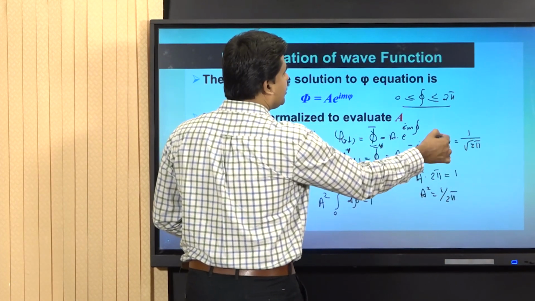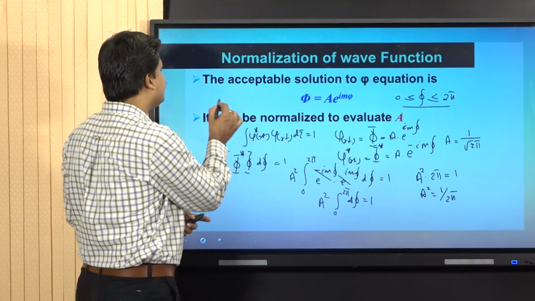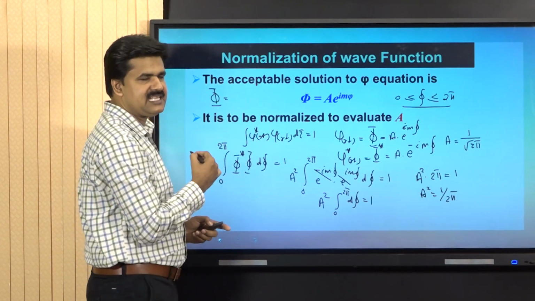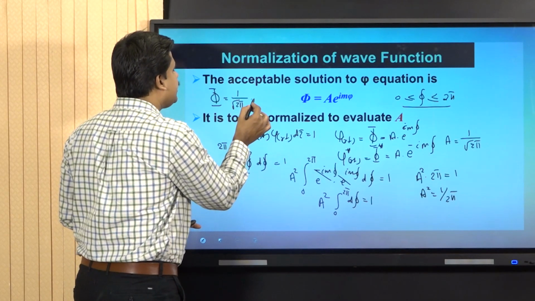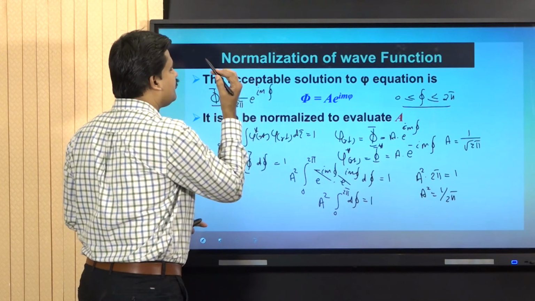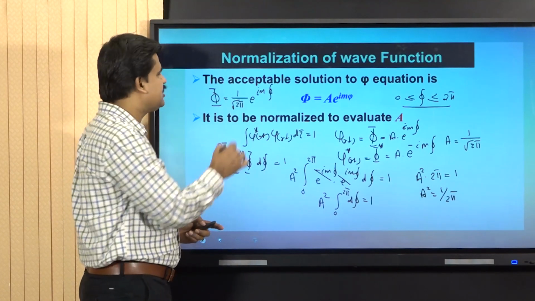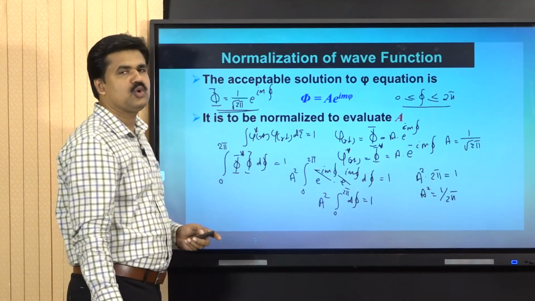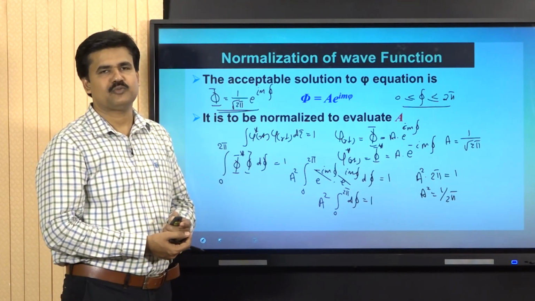I can put the value of A here to get the complete normalized wave function as phi of phi, or capital Phi, is equal to 1 by root of 2 pi into e raised to im small phi. This is small phi variable, this is phi of phi the wave function, this is the normalization constant, and this is the normalized wave function of a particle in a ring problem.